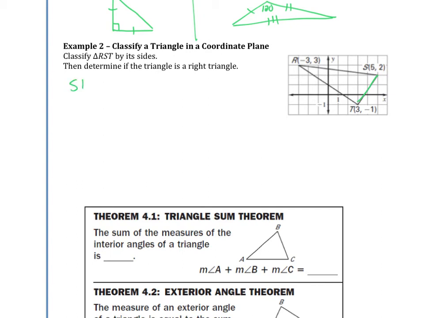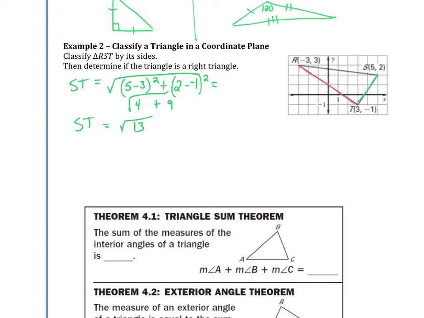So like ST, the distance would be using the distance formula. You take the two y values and the x values and you subtract them. So we would do 5 minus 3 squared plus 2 minus negative 1 squared. Okay, this would be 2 squared is 4, so it'd be 4 plus 9. So this would be the square root of 13. So ST is the square root of 13.